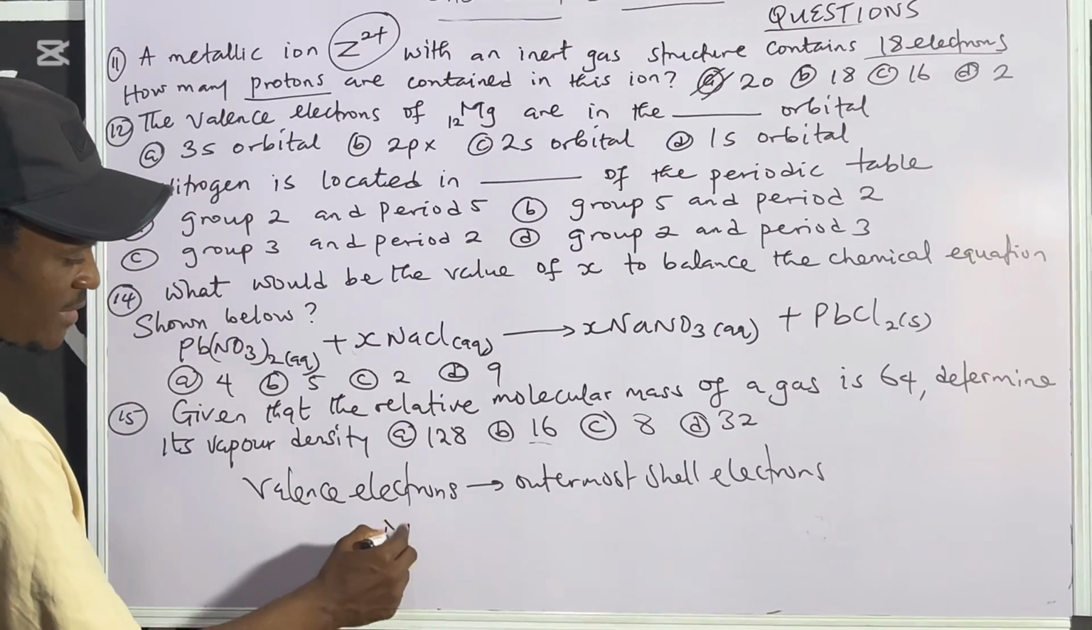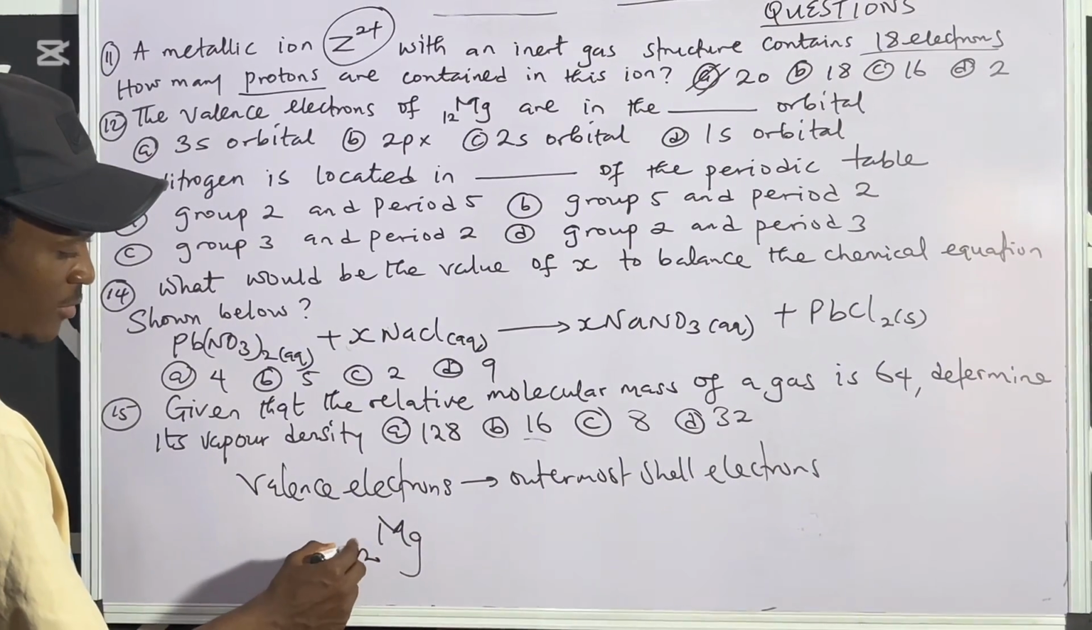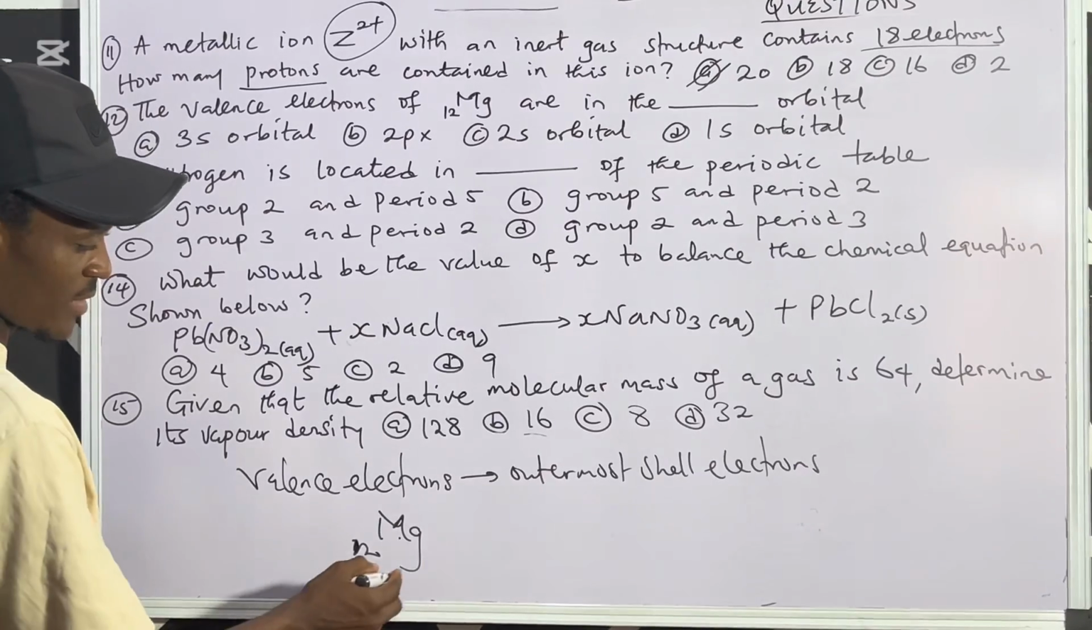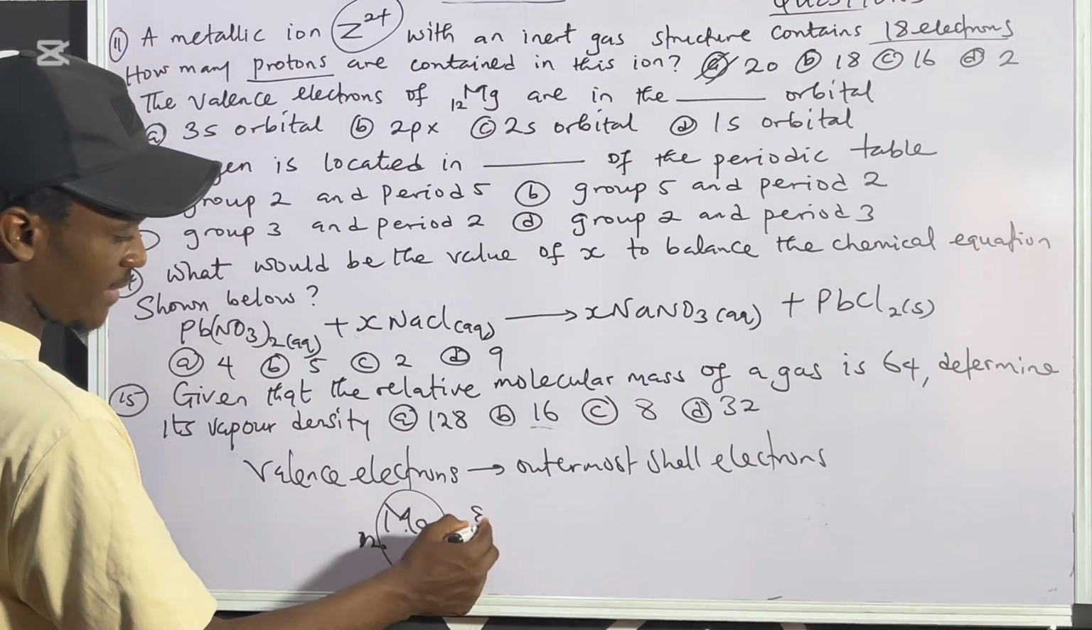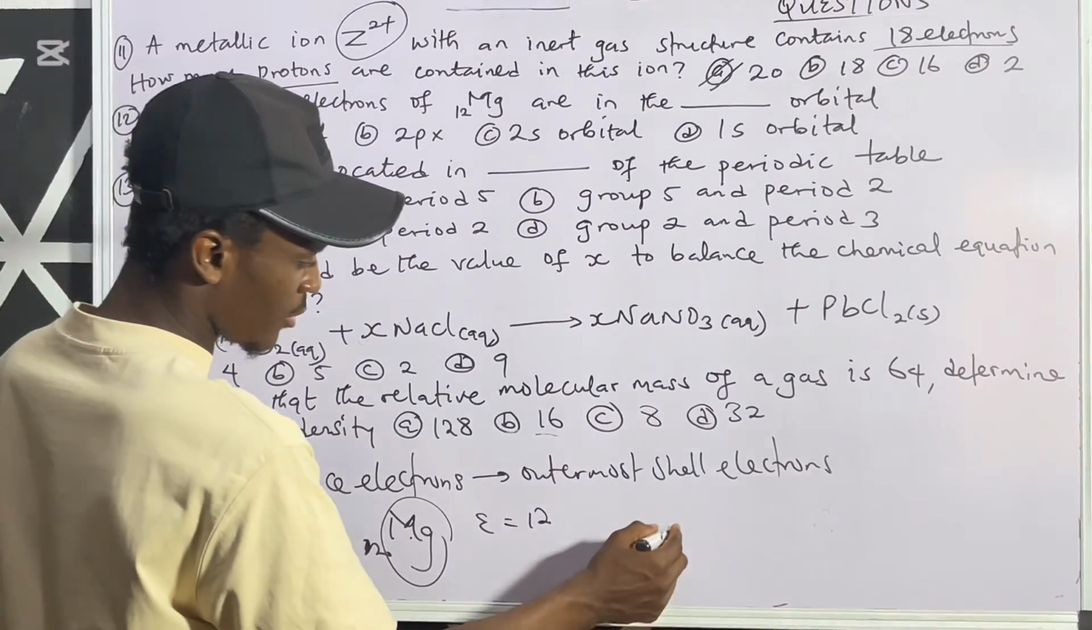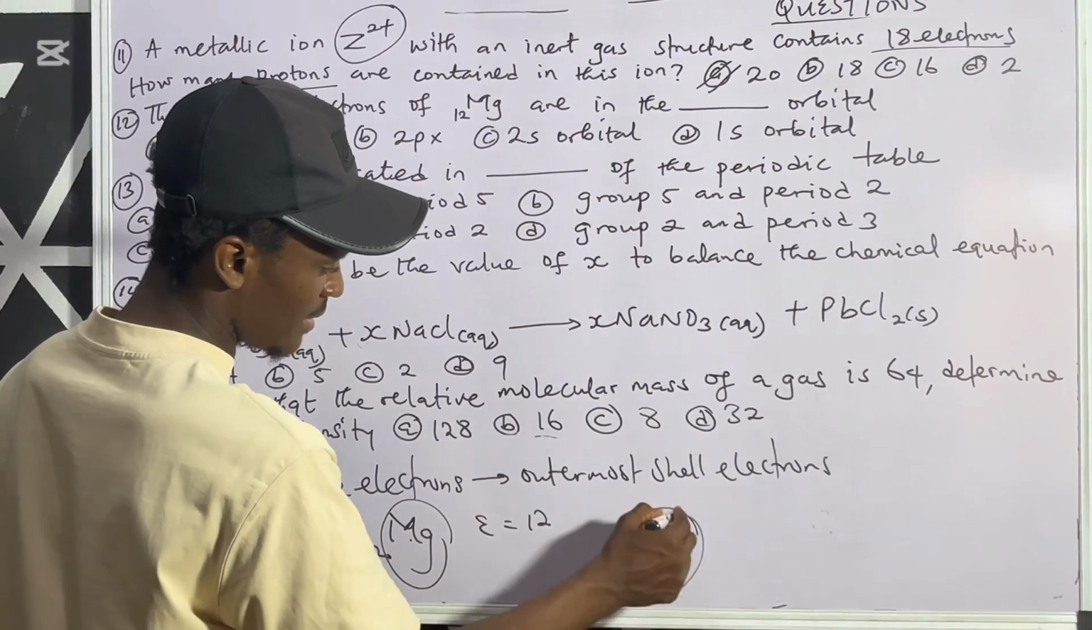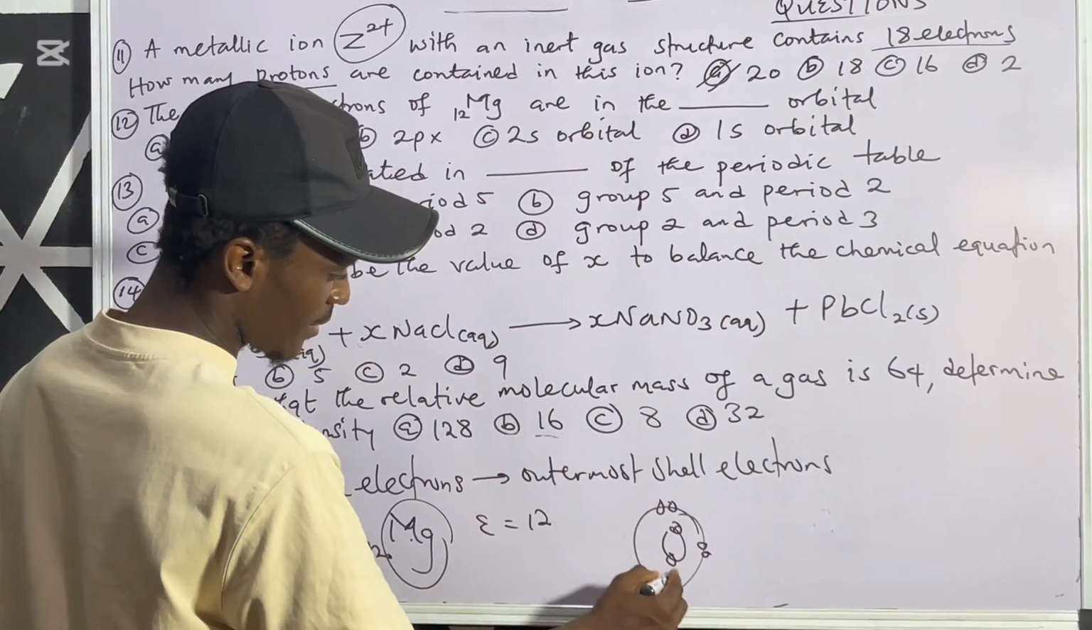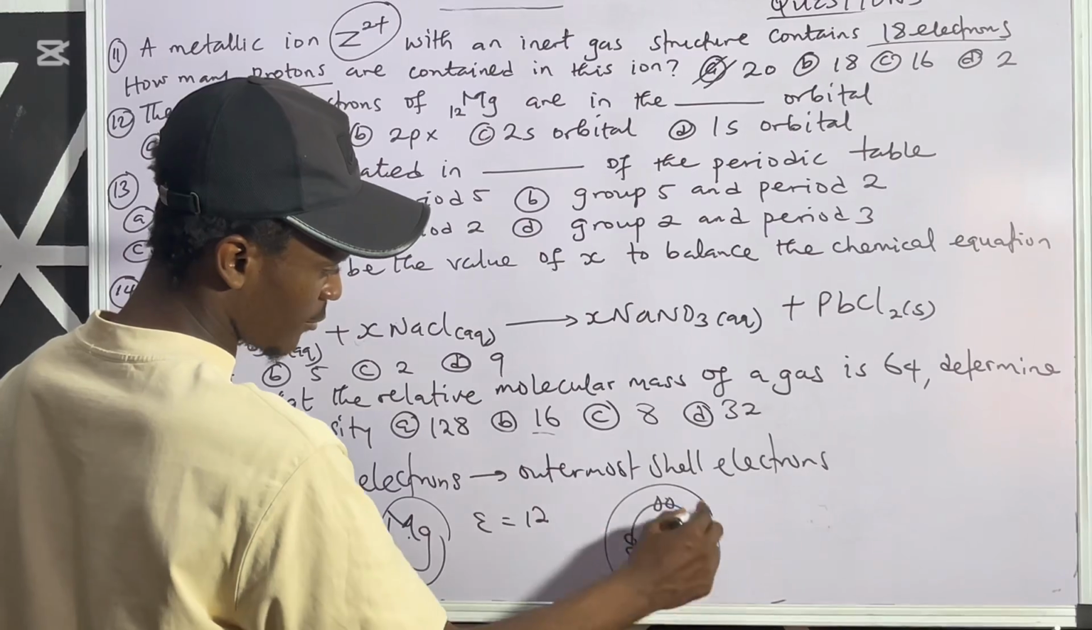Now Mg is given as 12, which is the atomic number of Mg. Since this is not carrying a charge, the electrons will also be what? 12. So the K shell will take 2 electrons, the next will take what? 8, which is a total of 10. Now we are left with 2.